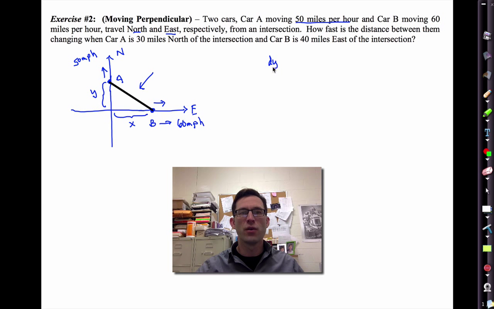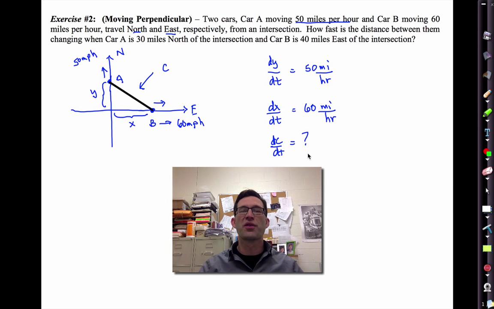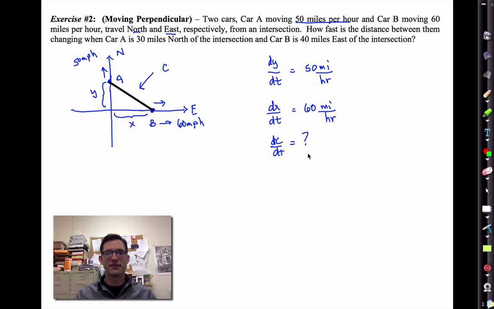Right, so I know that dy/dt is equal to 50 miles per hour. I know that dx/dt is equal to 60 miles per hour, right? And what I want is that. Now, I'm going to be very suggestive here. I'm going to call it C, all right? And I want dc/dt. Right. That's what I'm looking for. So why don't you come up with an equation that relates x to y to c?